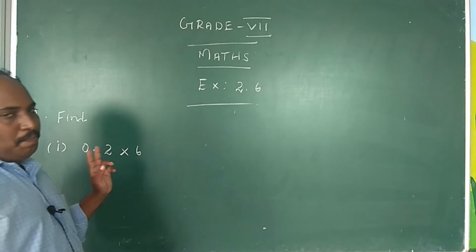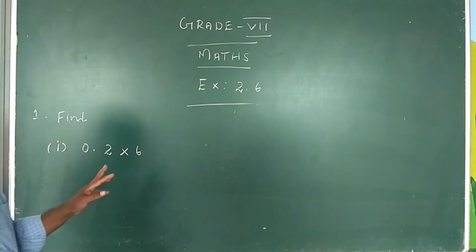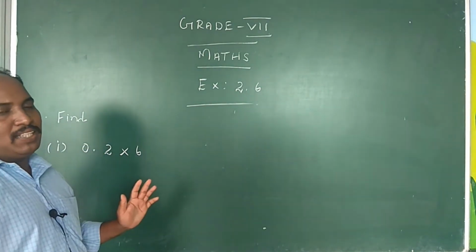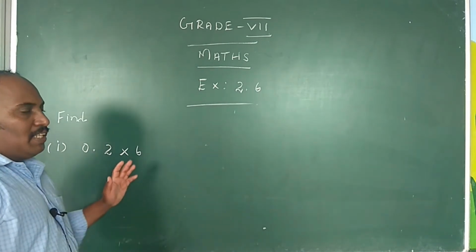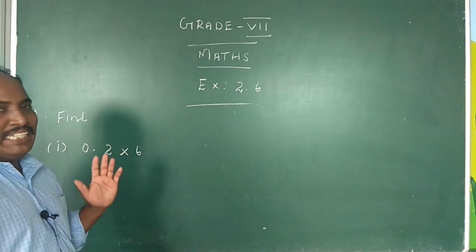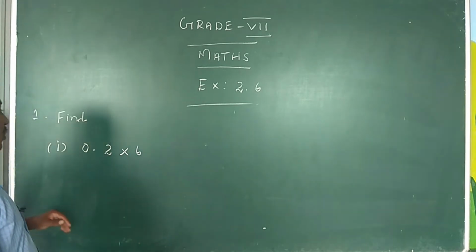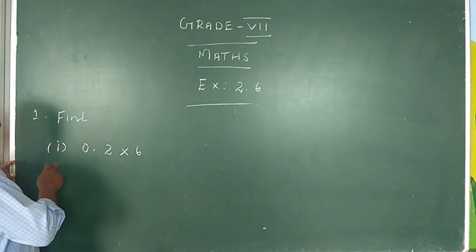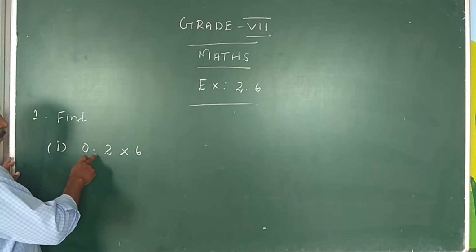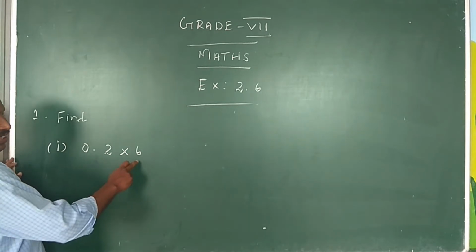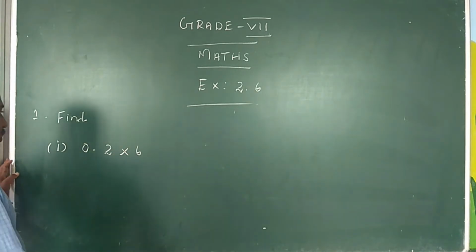First one, find 0.2 into 6. We multiply the decimals. In this chapter fully, we multiply the decimals. First one, find 0.2 into 6.